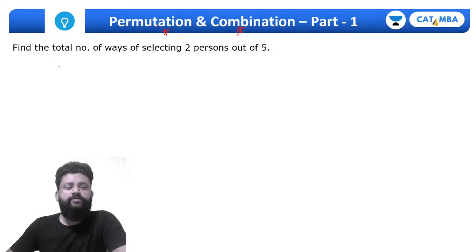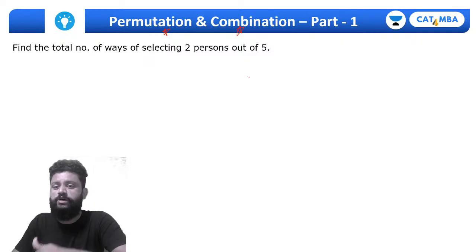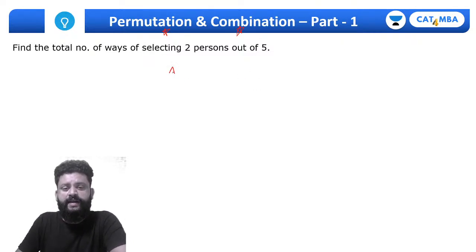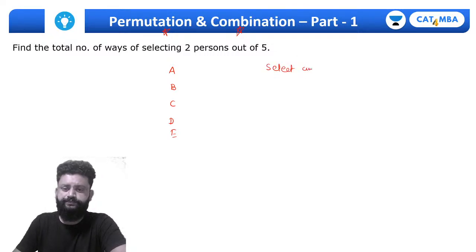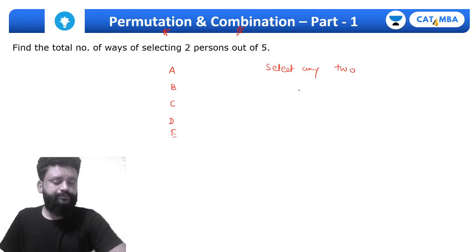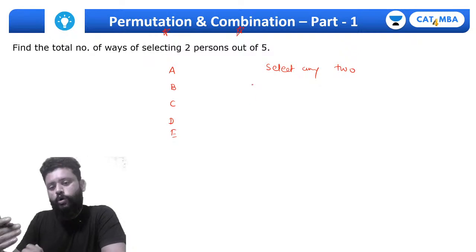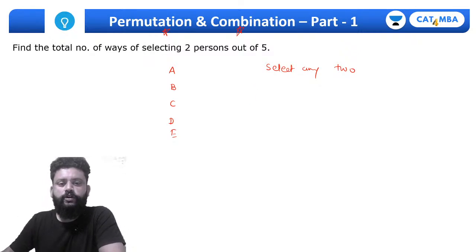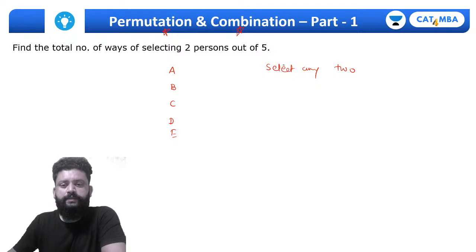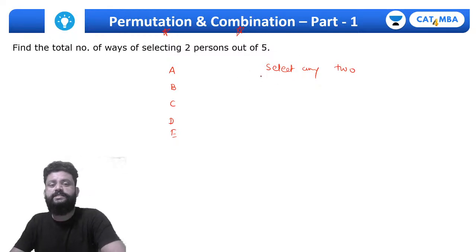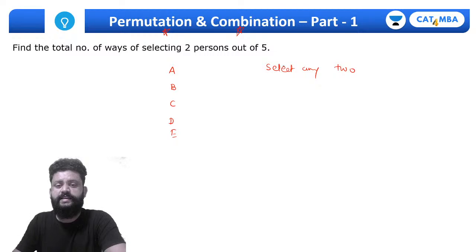Okay, so let's say: find the total number of ways of selecting 2 persons out of 5. So we need to select 2 things out of 5. Let's say there are 5 things, A, B, C, D, E, 5 persons you can say. And I want to select any 2 of these persons. So in how many ways can I select these? Let me tell you, we'll go manually and then we'll get to the formula. Most of you must be knowing the formula, but I want you to understand what exactly the meaning of selection, or you can say combination, is. So this is basically a combination.